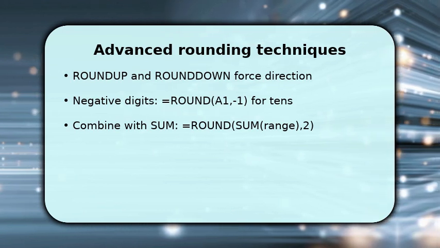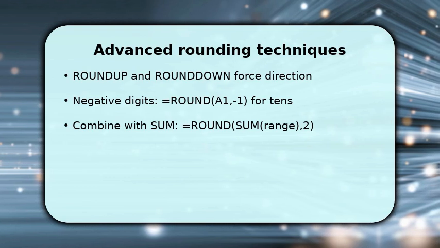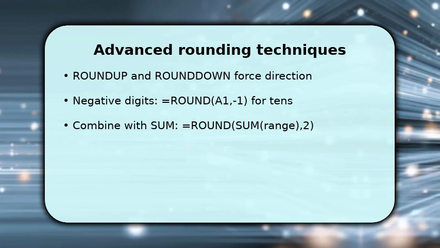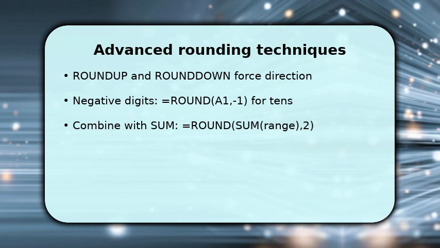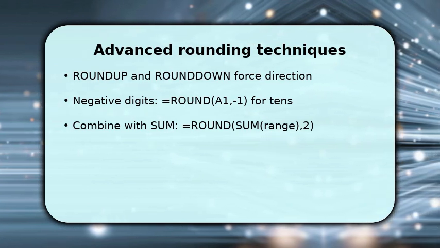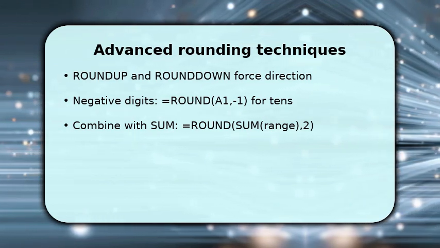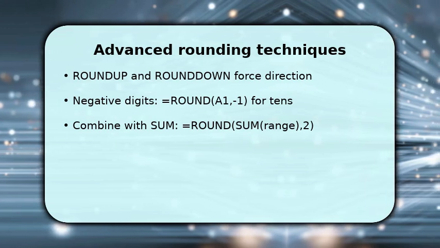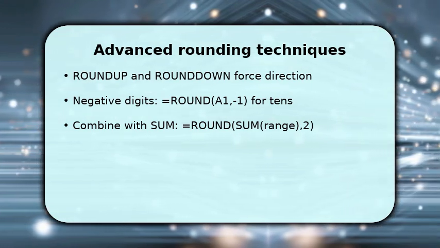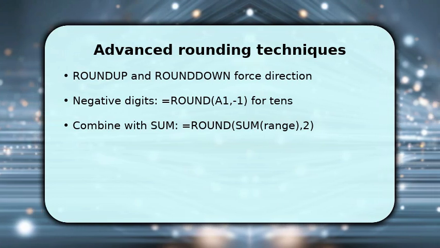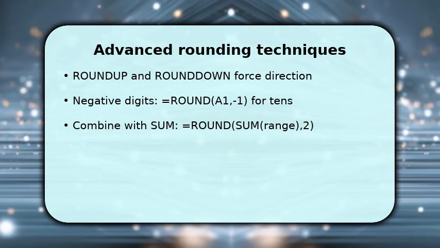For rounding to tens or hundreds, enter a negative num digits, for example -1 to round to the nearest 10. Make sure to wrap aggregate functions with round, for example equals round, sum, B2, B10, 2, so the final total is rounded consistently. Otherwise, you'll get visual rounding differences and surprising totals.